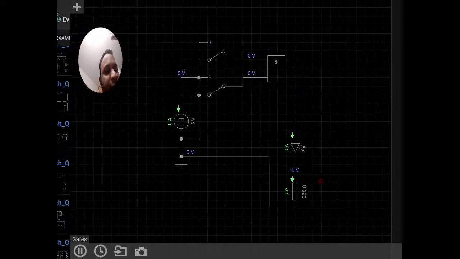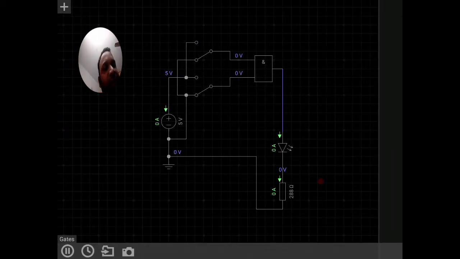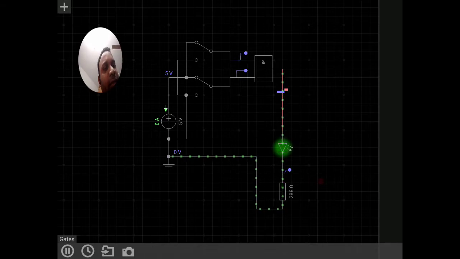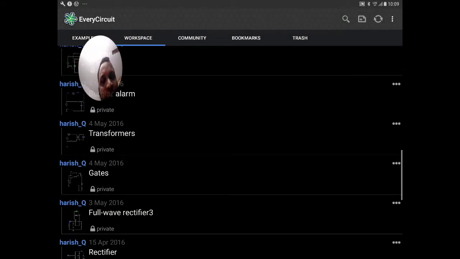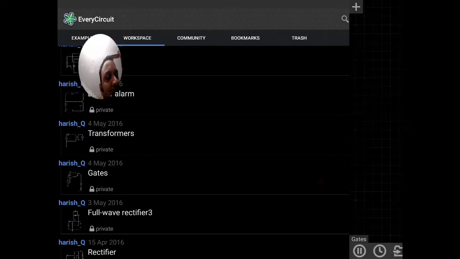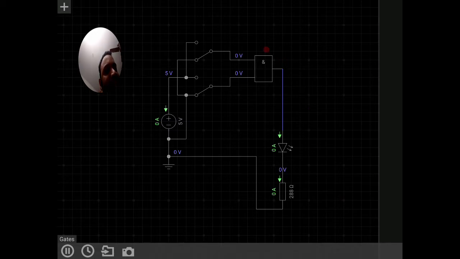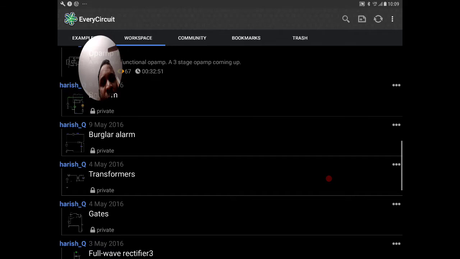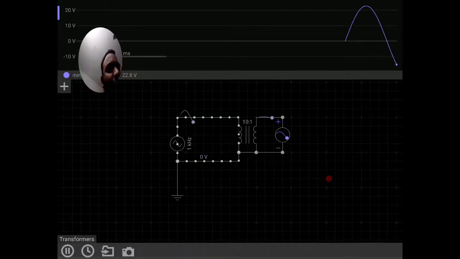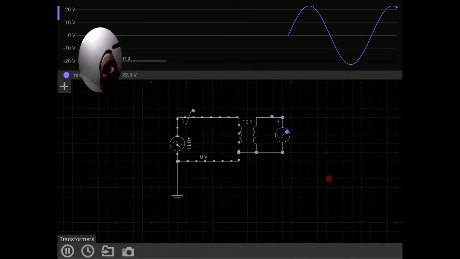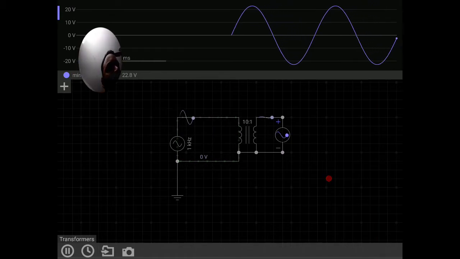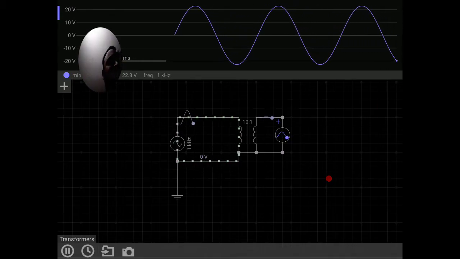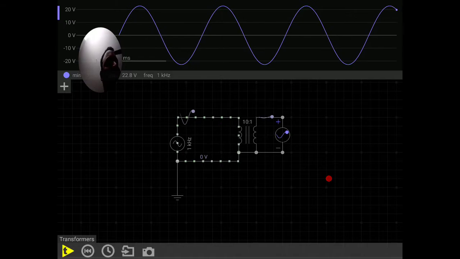These are gates. This is an AND gate, and these are two AND gates. If both are on, only then does current flow through the LED. So that's the gate. This is the AND gate here. And this is a transformer, a 10:1 transformer. The voltage gets multiplied by 10 and increases at the output to 20 volts.